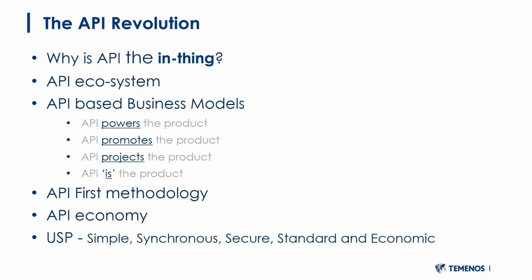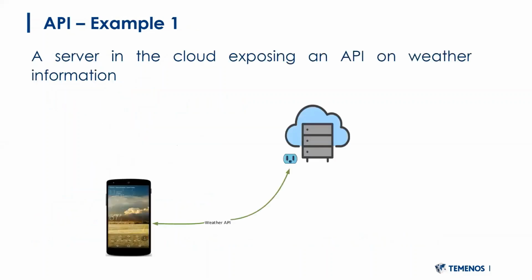Finally, the USP of APIs. It's very simple, very synchronous, it's secure, and it's standard, and it's economic as well. This is the biggest USP, that it's economic. You could build successful and sustainable models because it's economic. You don't need heavy infrastructure. You use the public infrastructure and you build your business. So with that, I go to the next slide.